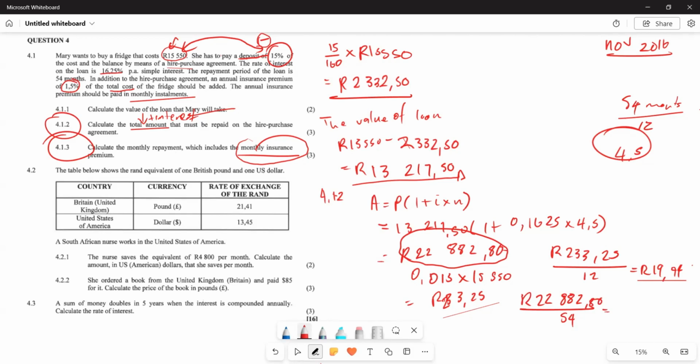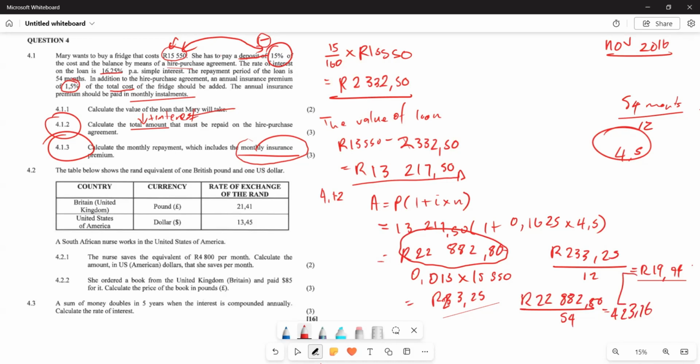Now, when you're dividing by 54, let's see what you're going to find. When you say 22,882.80 cents, then you divide this by 54, which means per month, the money that is going to be paid here is going to be 423.76, right? So this is going to be the amount of money that is going to be paid per month, right? But remember, they wanted it combined.